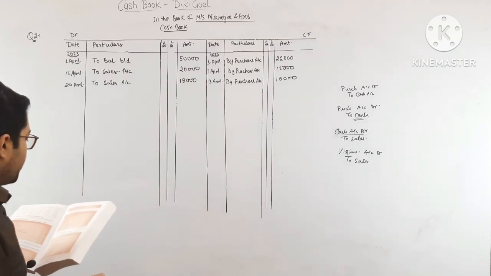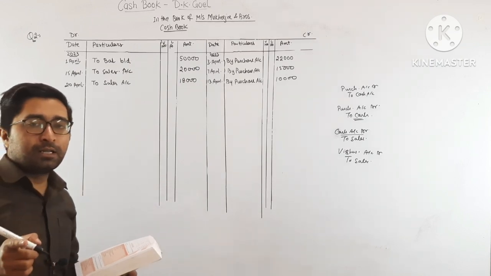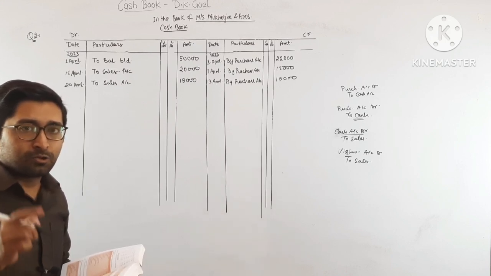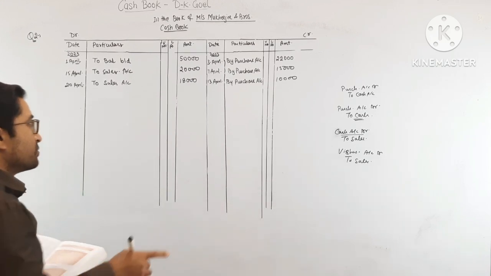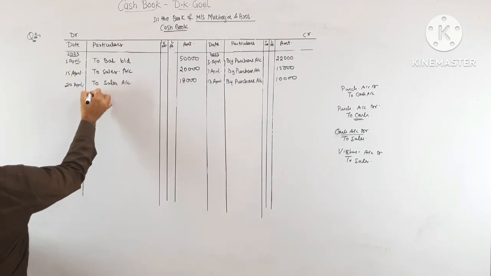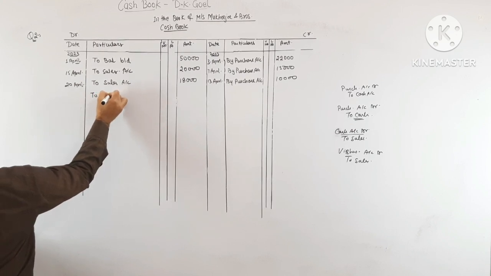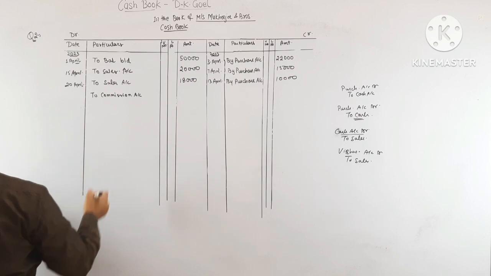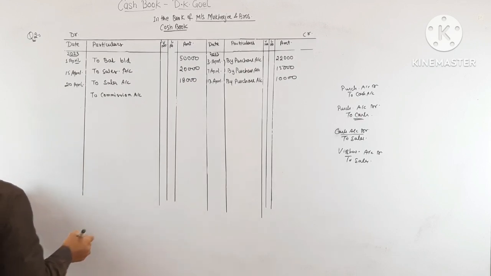Received commission, what will be the entry? Cash account debit to commission. Cash account debit to commission. So cash is in the debit column, so it comes to the debit. And we will write what? To commission account 5,000.